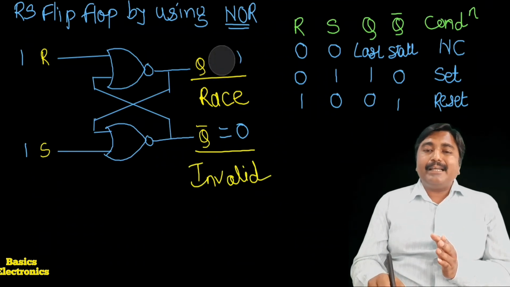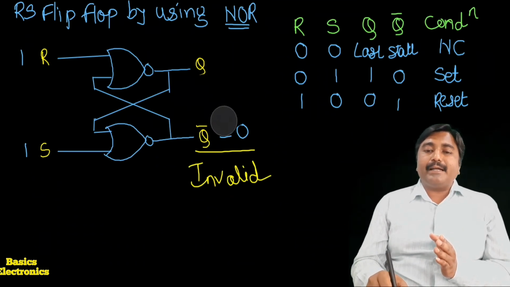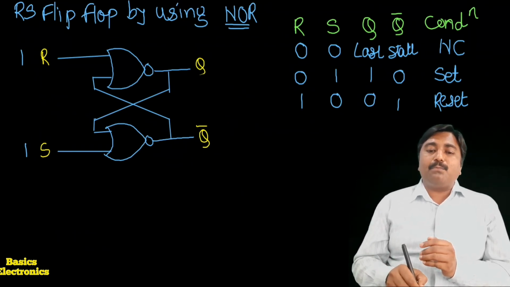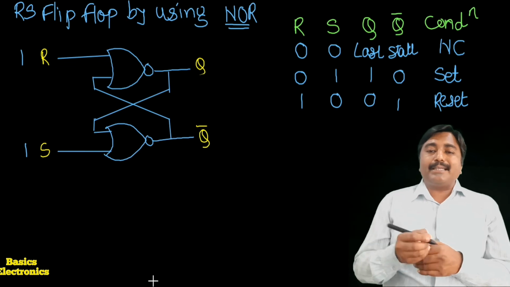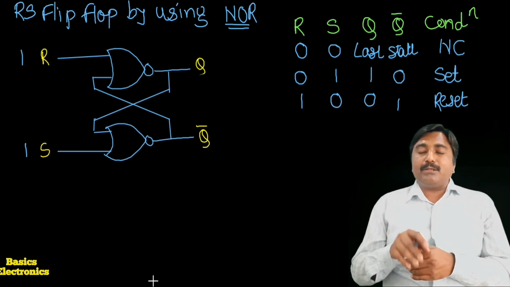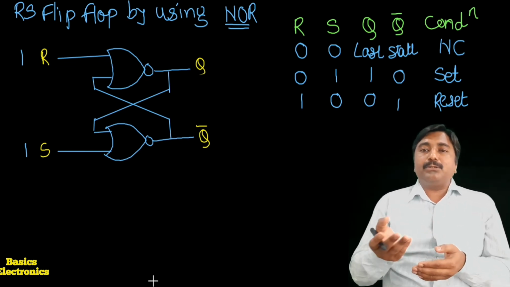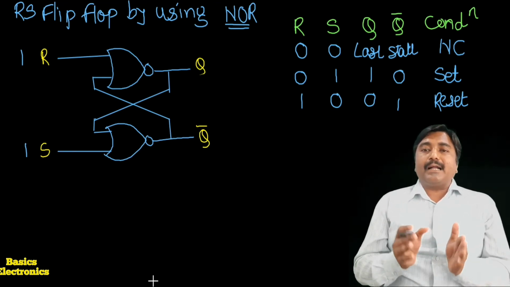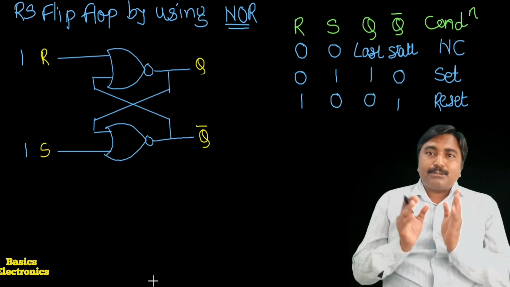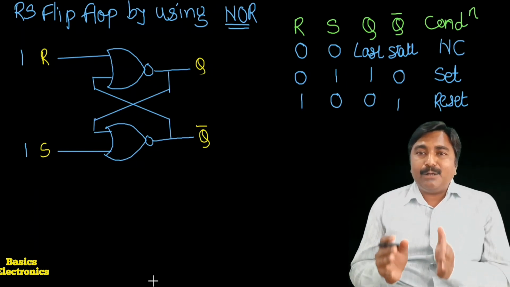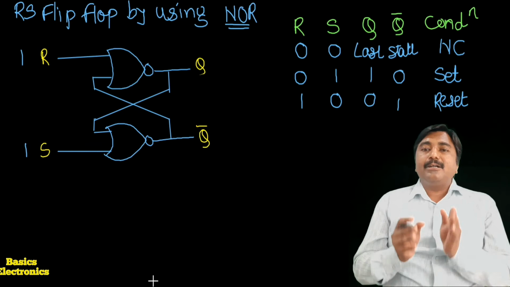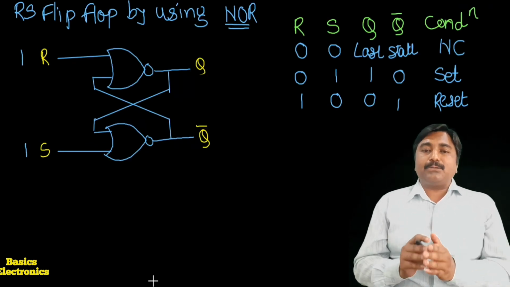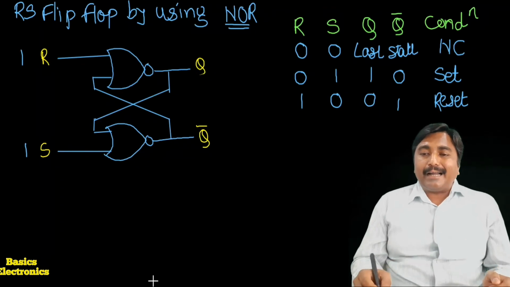This condition is also called the forbidden condition. It is invalid because in flip-flop theory, whatever the output, we require either Q equal to 1 and Q bar equal to 0, or Q equal to 0 and Q bar equal to 1. Here the flip-flop outputs are always complements of each other. So this is the invalid condition, and we avoid applying R equal to 1 and S equal to 1 to the NOR gate RS flip-flop.